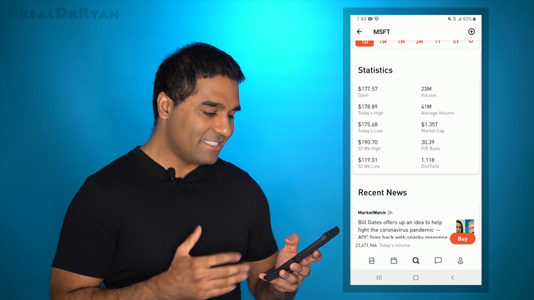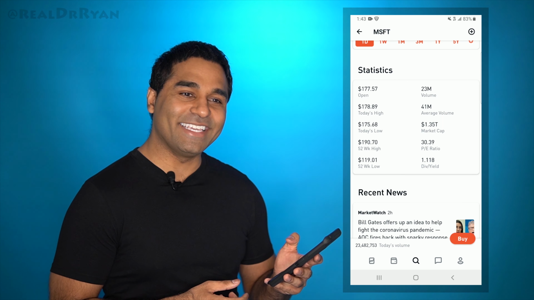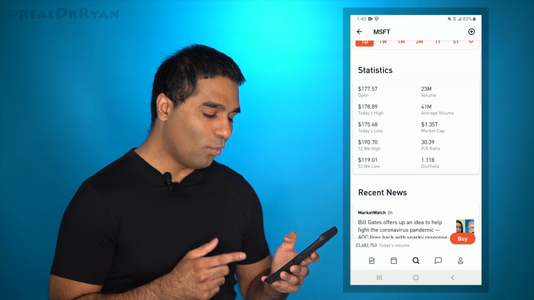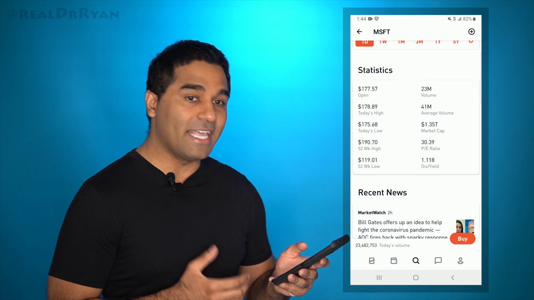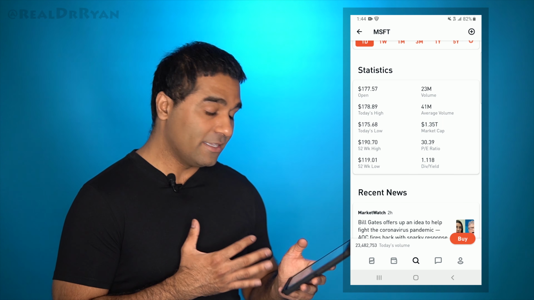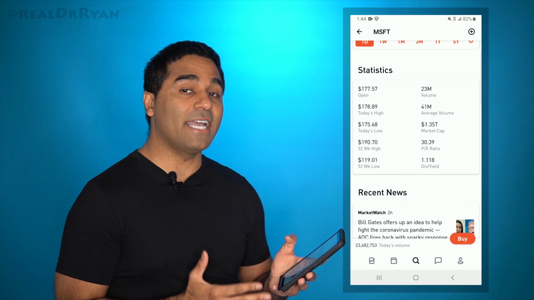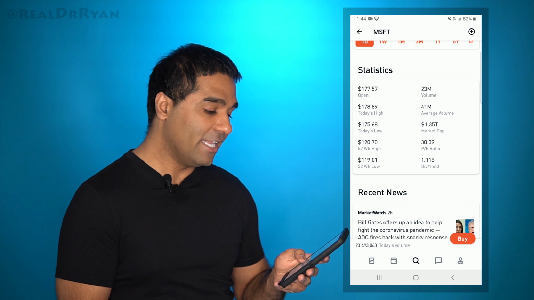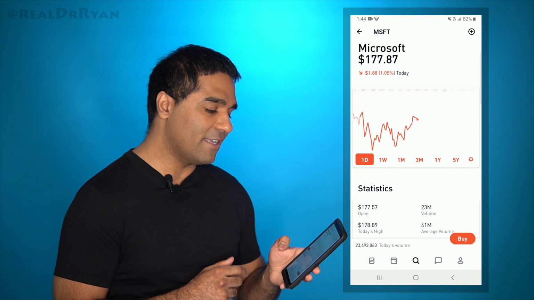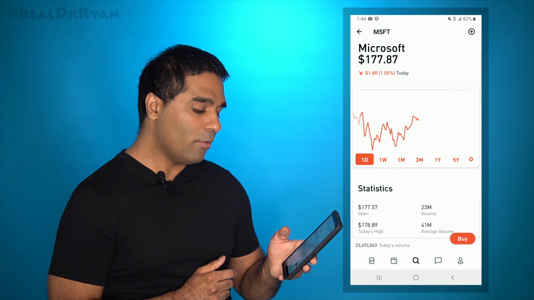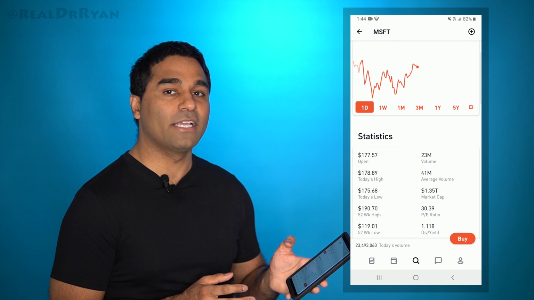And to end this statistics chart with Microsoft, you'll be able to see that their dividend yield is 1.118%. So essentially what that means is that if they're paying a dividend, like I said, this dividend is based on past dividends that have been paid. But if they decide to move forward paying the same dividend, they would pay, if you bought the stock today, one share of it at $177.87, they would pay a dividend yield of 1.118% on top of that.